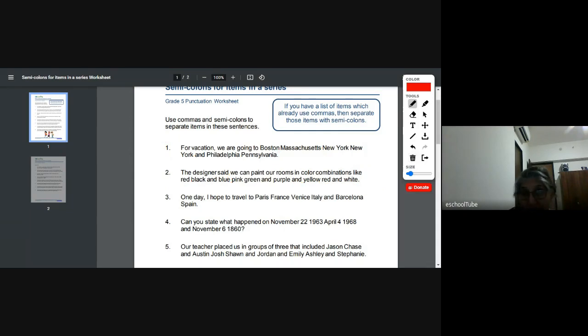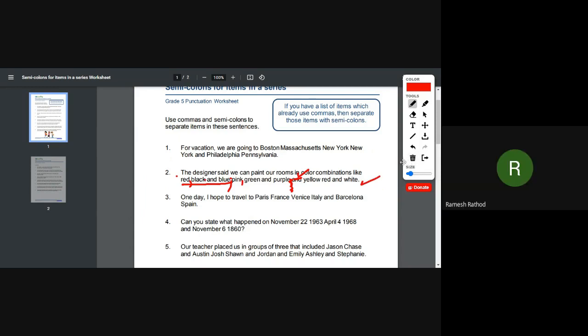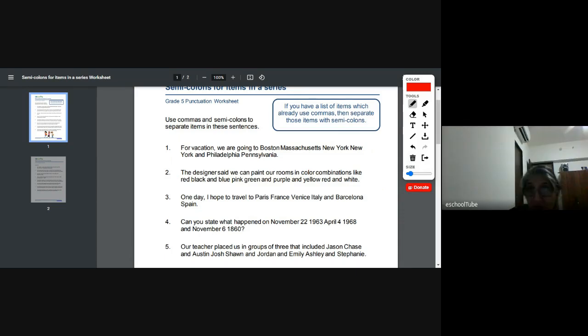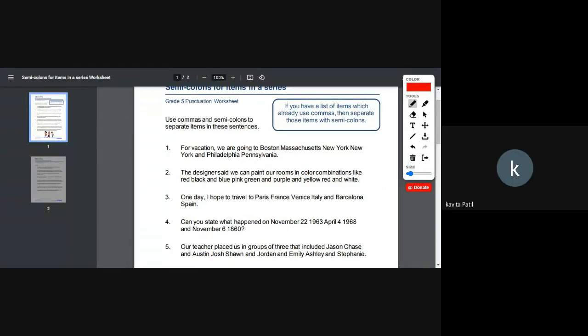Understand this a little better. This is slightly difficult, but if you understand, your punctuation will be good. Red, black, and blue. This is a list of colors. So these three colors can be used. Then we give a semicolon. Either use red, black, and blue, or pink, green, and purple. And you could have used a semicolon here if there was no and. But because there is an and, we will not use a semicolon. Pink, green, and purple, yellow, red, and white. Okay? Everybody's understood or not? Yes, ma'am.